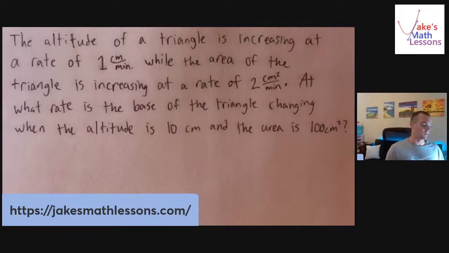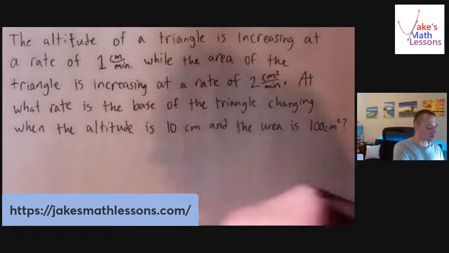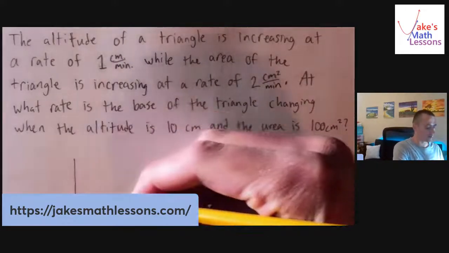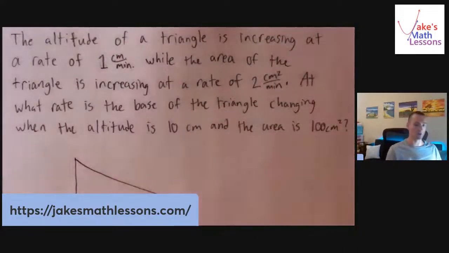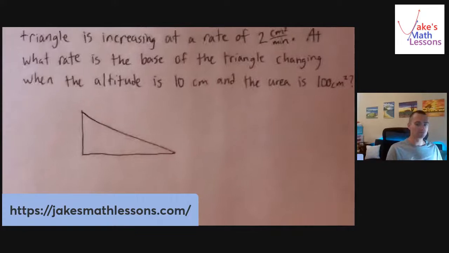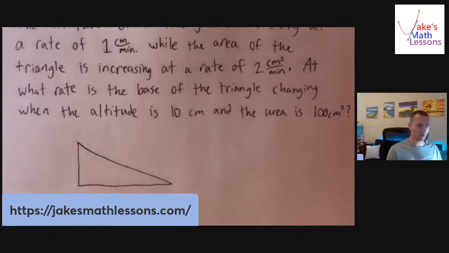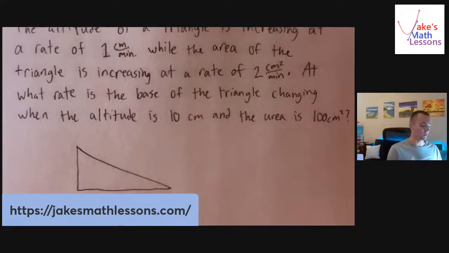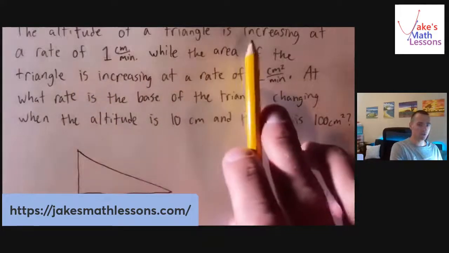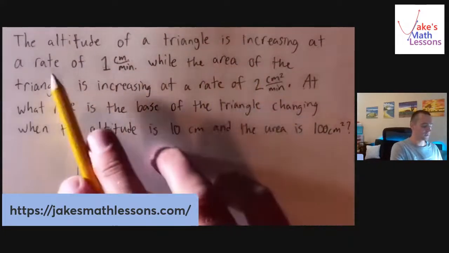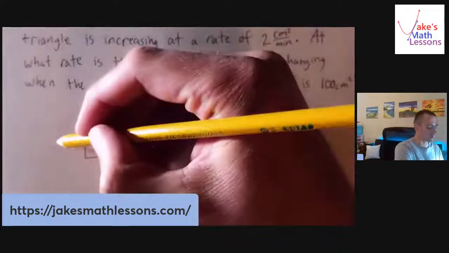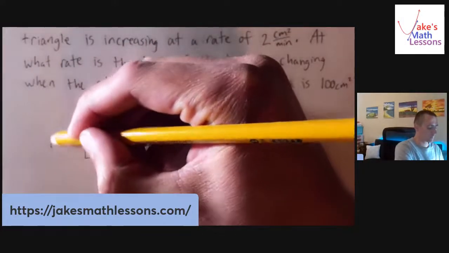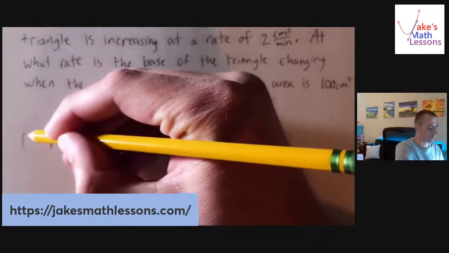And the first is always going to be to draw a picture, because drawing a picture is really going to help make it a lot easier for you when we get on to the next steps and figuring out what equations we're going to need to be working with. So obviously we have this triangle with the altitude of the triangle, so the height of the triangle, increasing at a rate of 1 centimeter per minute. So basically we know that it's growing at a rate of 1 centimeter per minute.